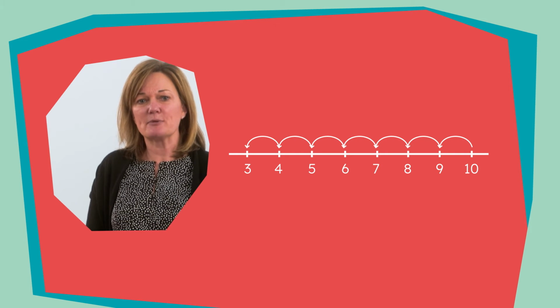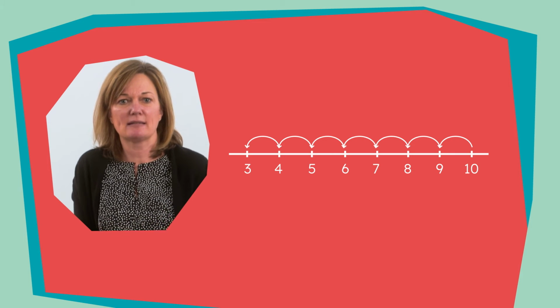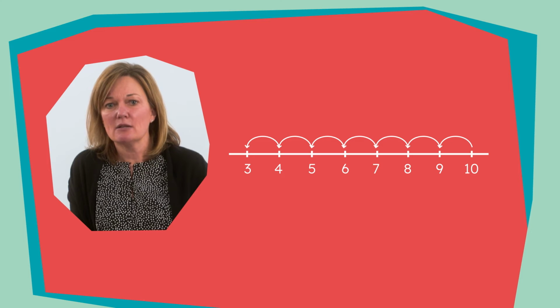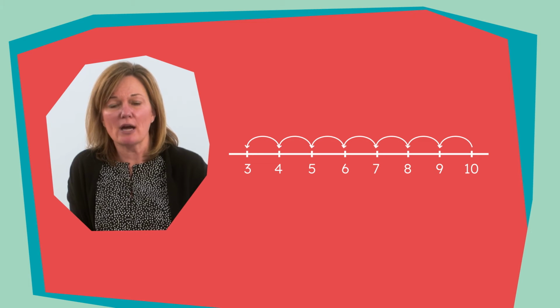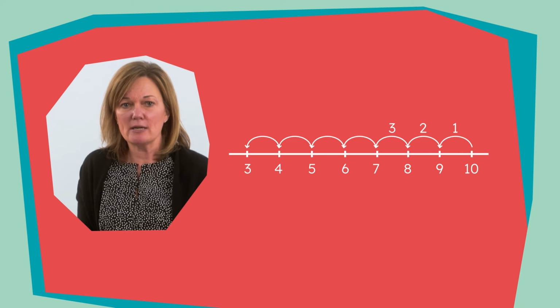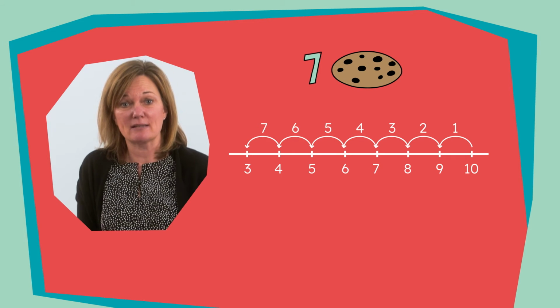Okay, let's count our hops to see if we were correct in knowing how many cookies Moesha ate. The hops are the number of cookies Moesha ate. So be sure to write the numerals over the hops as you count. 1, 2, 3, 4, 5, 6, 7. 7 hops. That means Moesha ate 7 cookies.